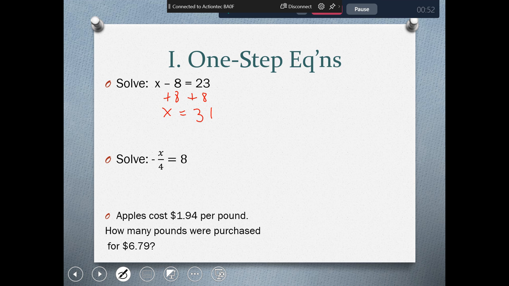Okay, so then this next one here, these are one step, so I'm only doing one thing. So I have negative x over 4 equals 8. Well, I am dividing by 4. What is the opposite of division? Multiplying. And I need to multiply by negative 4 because of the negative. So I'm going to multiply both sides by negative 4. Well, my negative and 4 cancel out over here, leaving me with x equals, and then what is 8 times negative 4? Negative 32.